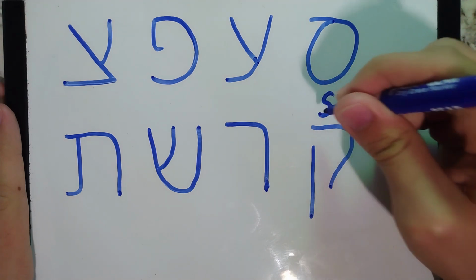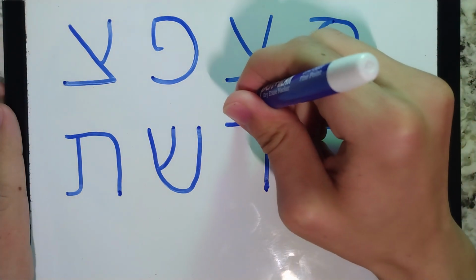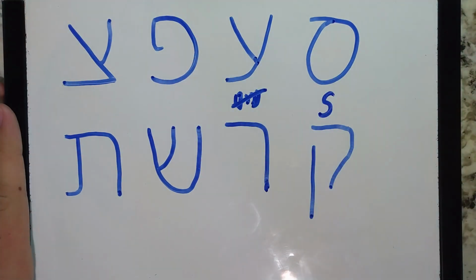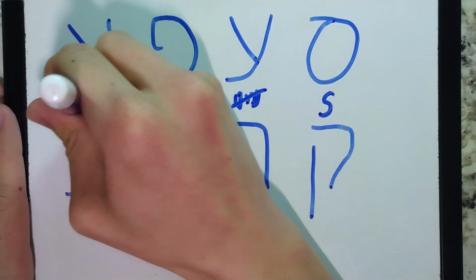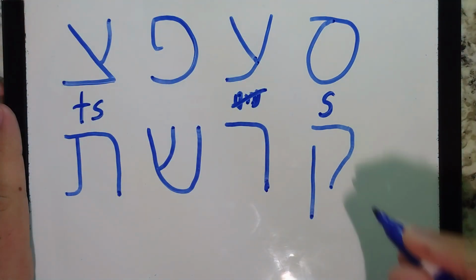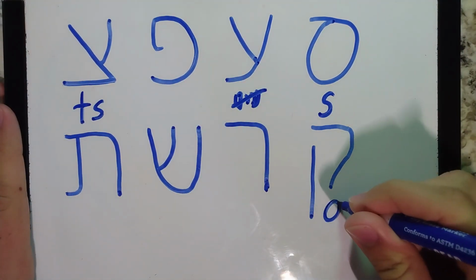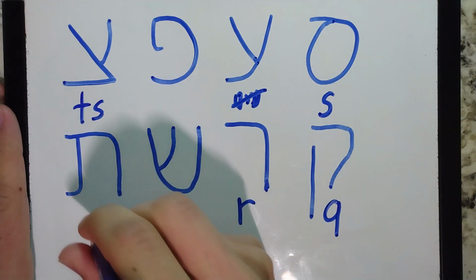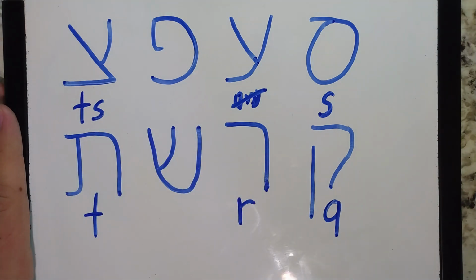makes the S sound, Ain, which is silent, and Pe, which makes 2 sounds, which we'll see in just a little bit, Tsari, which makes the Ts sound, Kuf, which makes the K sound, Resh, which makes the R sound, Shin, which also makes 2 sounds, and Tav, which says T.